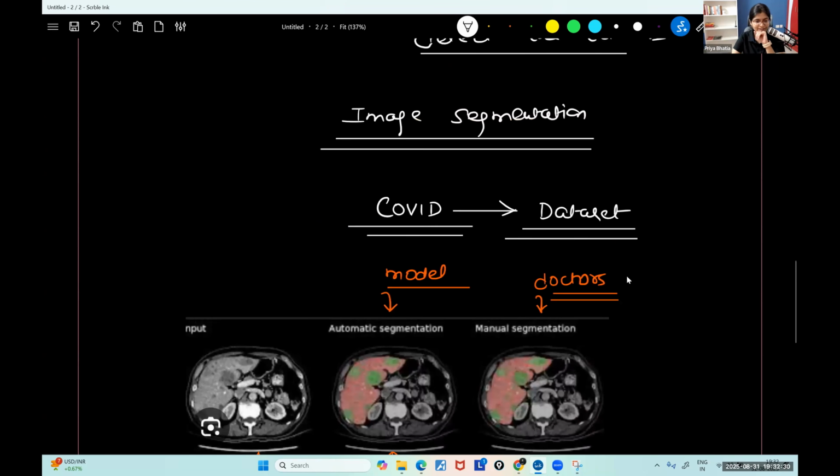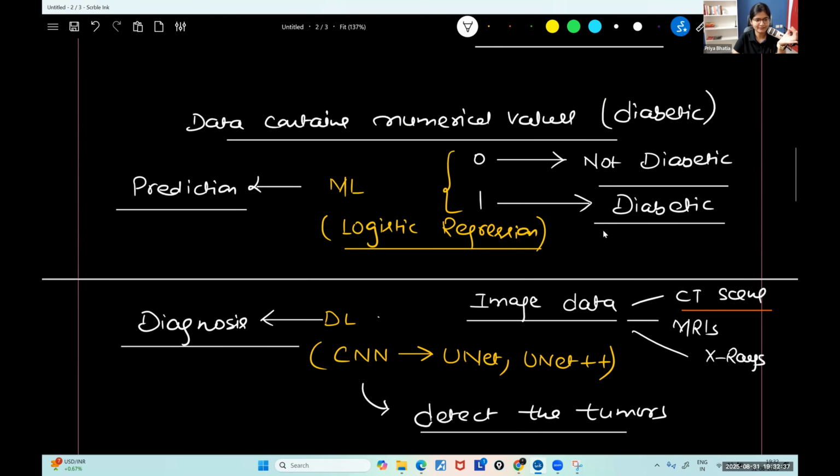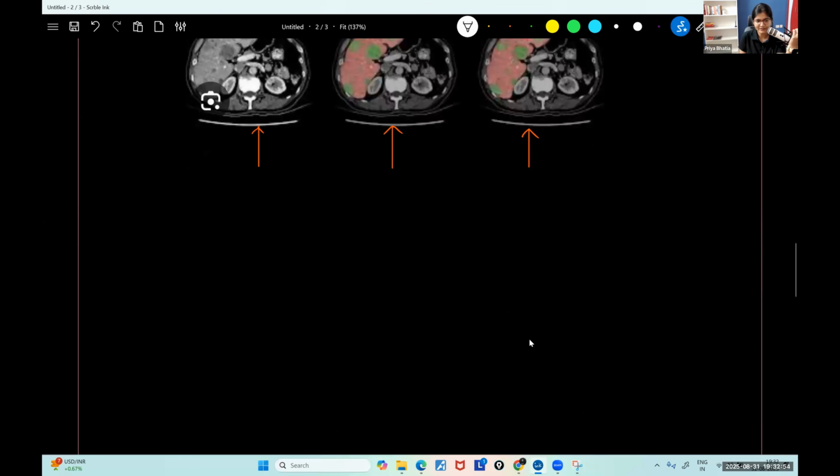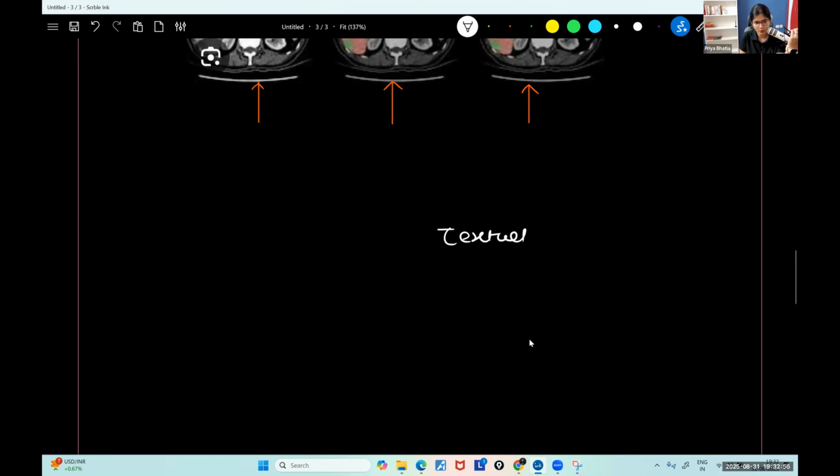Right? Now let's talk about the next domain, which is NLP, natural language processing. As I told you, if you have numerical data, we have ML-based techniques. When you have image data, for example CT scans, MRIs, X-rays, you should know about deep learning. And when you have textual data, what is the use case for that?